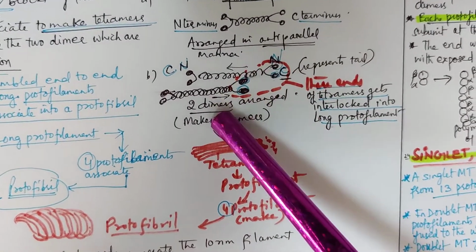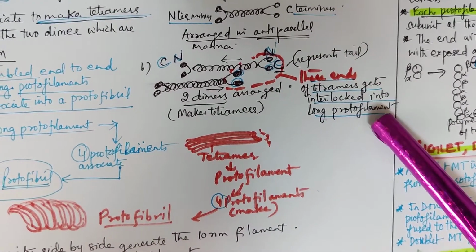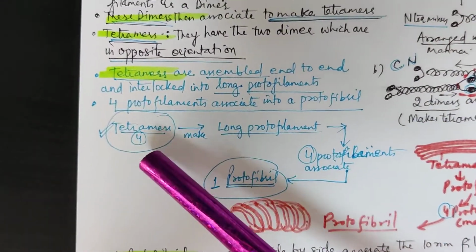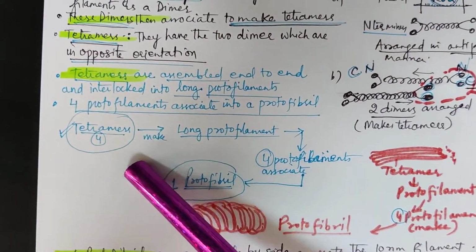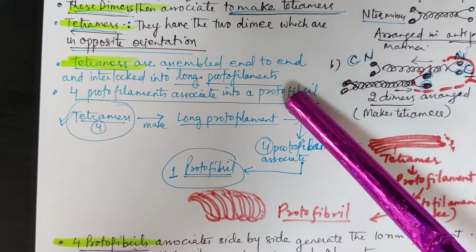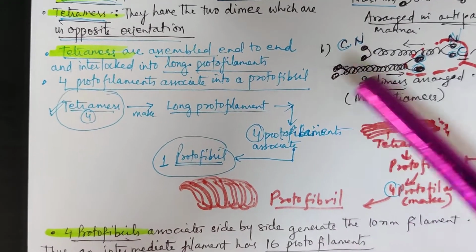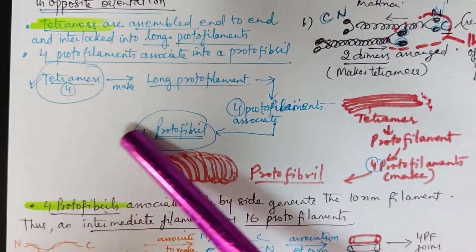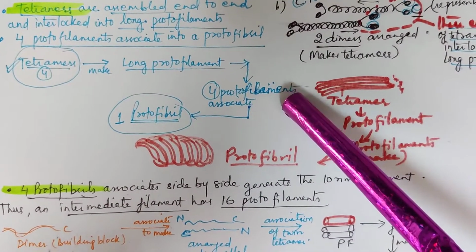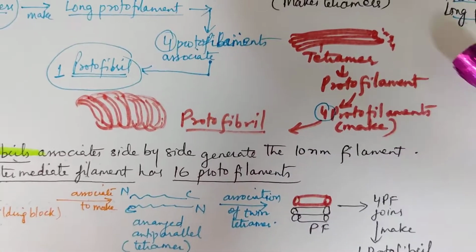So dimers first make tetramers, meaning two dimers will make a tetramer, and these will make protofilaments. Tetramers are assembled end to end and interlocked into a long protofilament. Four protofilaments associate into a protofibril. Tetramers make long protofilaments, and four protofilaments associate to make one protofibril. Here is the diagram for it.